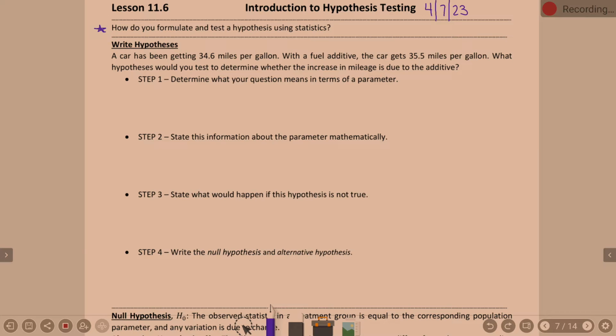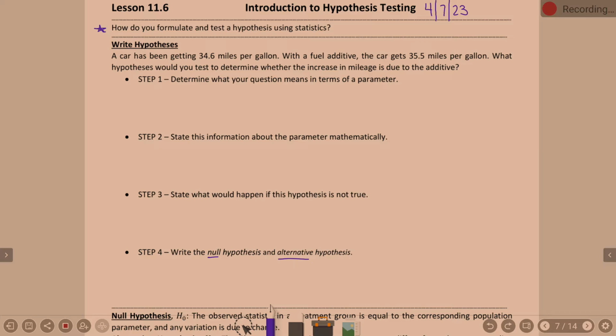Going from there, let's look at example 1, and we'll work through some steps and talk about the hypotheses here. A car has been getting 34.6 miles per gallon. With a fuel additive, the car gets 35.5 miles per gallon. What hypotheses would you test to determine whether the increase in mileage is due to the additive? We've got 4 steps to take us through this, because ultimately our job is to write 2 hypotheses, the null hypothesis and the alternative hypothesis. You're going to hear those words a lot. We're going to work our way to that, though.